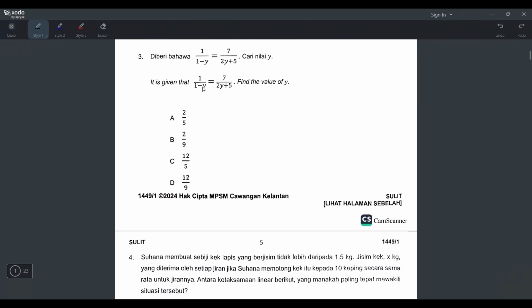Number 3, it is given that 1 over 1 minus y equals 7 over 2y plus 5. Find the value of y. If you want to find the value of y, it means you want to find y equals something, so your y has to be single. What I recommend doing is darab silang. Remember, when you see a single fraction on both sides, something over something equals something over something, you cross multiply, you darab silang. So 2y plus 5 times 1 is 2y plus 5. 7 times 1 minus y will be 7 minus 7y, because 7 bracket 1 minus y, and when you expand, you get this.